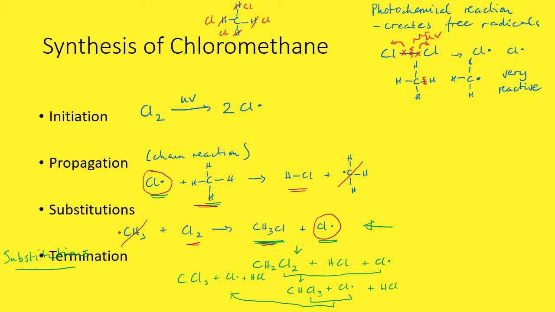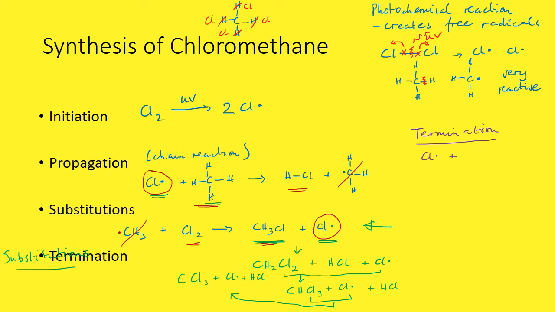And lastly, our fourth step is called termination. It's the last step. So we're going to do that in this space here. Termination is our last step, and termination happens when either you run out of methane, or the free radicals react with each other and terminate them. So let's write down our free radicals. We've got chlorine free radicals in this case, and we've got CH3 free radicals.